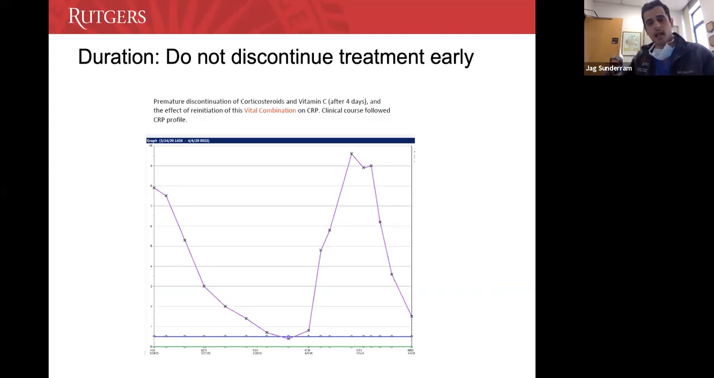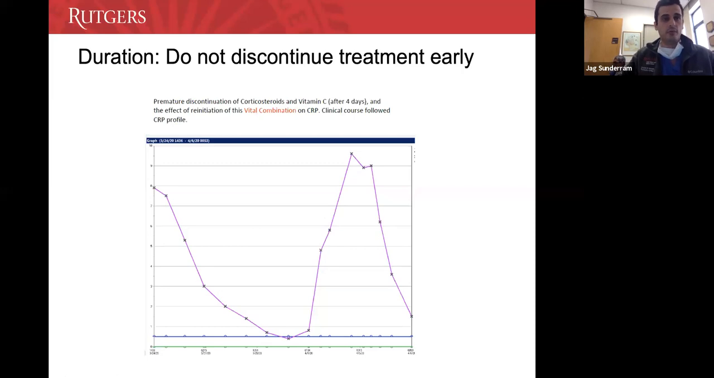And how about the duration of steroids? This is a chart that was provided by Dr. Paul Marik, and you could probably guess that he's the person behind it because there's vitamin C. At his institution they're using steroids plus vitamin C for these patients, and it showed that if you discontinue the steroids early, there's usually a rebound reaction and a rebound increase in CRP the next day.